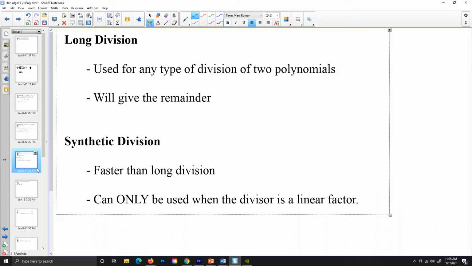Let's talk about the difference between long division and synthetic division. Long division can be used for any type of division for two polynomials. It will give you the remainder. Synthetic division is what we will be using more often because we usually divide by linear factors. It is much faster, but it can only be used when the divisor is a linear factor. So if you have a divisor that has an x squared in it, synthetic division will not work. So we have to be careful.